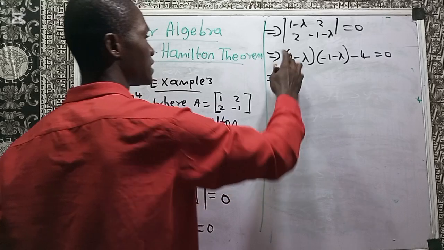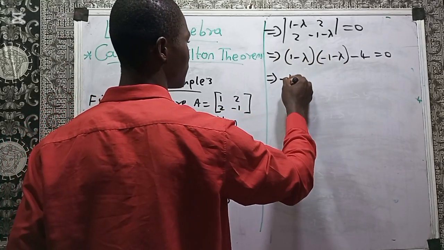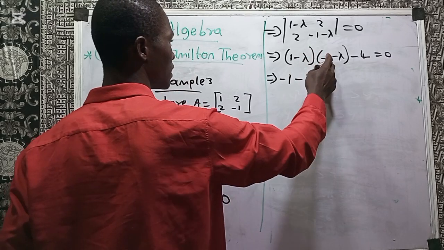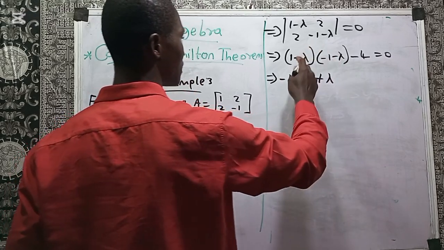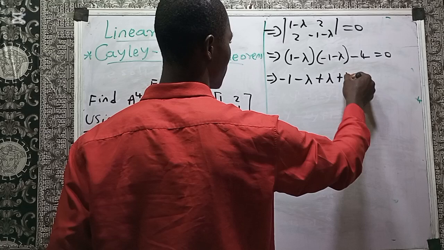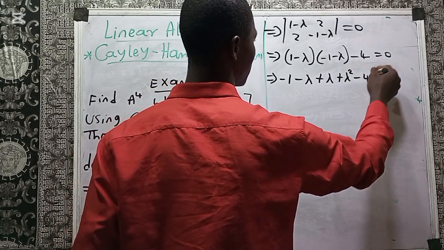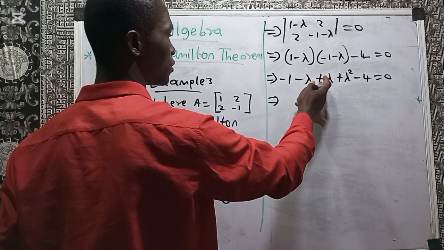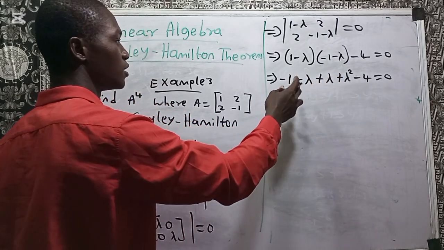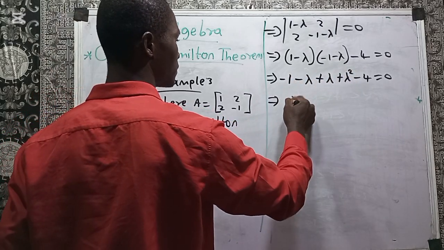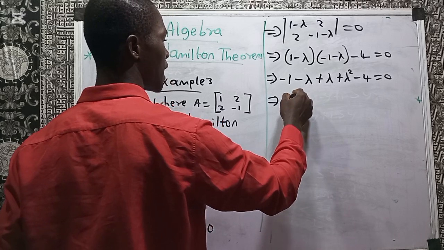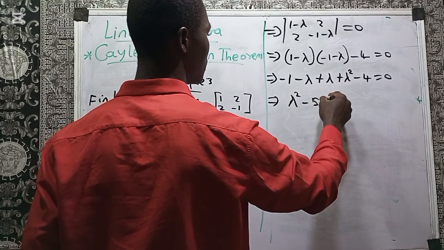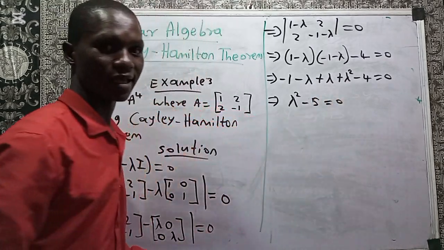So this implies, let's expand: 1 multiplied by negative 1, negative 1; 1 multiplied by negative lambda, negative lambda; negative lambda multiplied by negative 1, positive lambda; negative lambda multiplied by negative lambda, positive lambda squared; minus 4, equated to 0. So negative lambda plus positive lambda, you have 0. Then we have lambda squared. Adding the constants, negative 1, negative 4, we have negative 5. Then equated to 0. This is the characteristic equation.